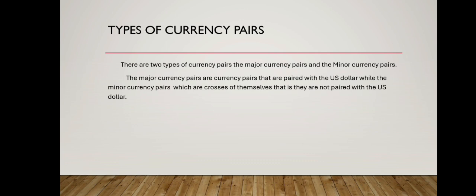So we are going to be talking about types of currency pair. There are two types of currency pairs: major currency pair and minor currency pair. The major currency pairs are those that are paired with the US dollar, while the minor currency pairs are those that are not paired with the US dollar but with themselves. That is it.